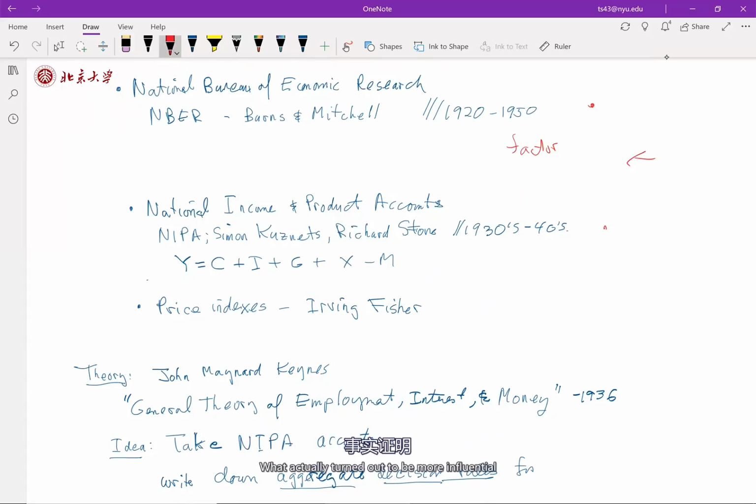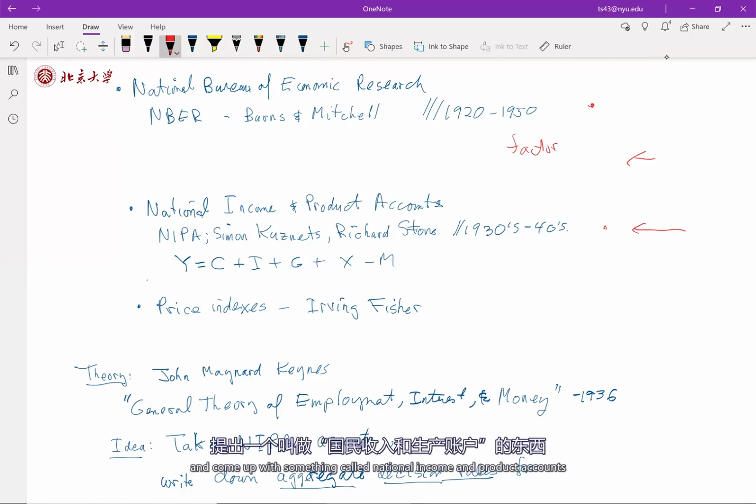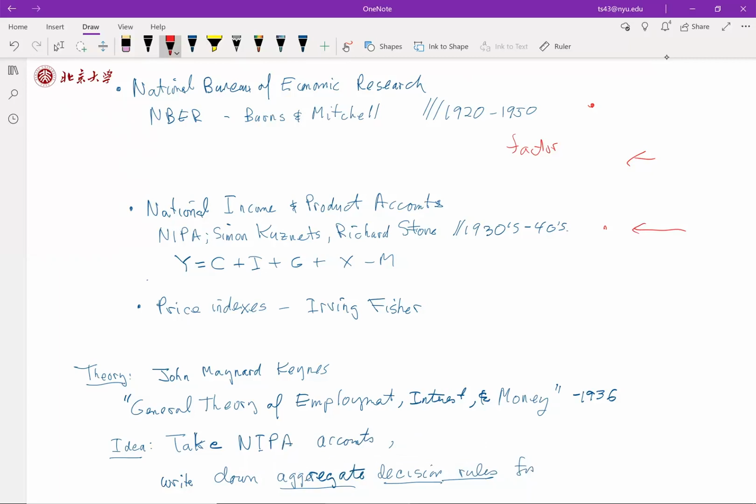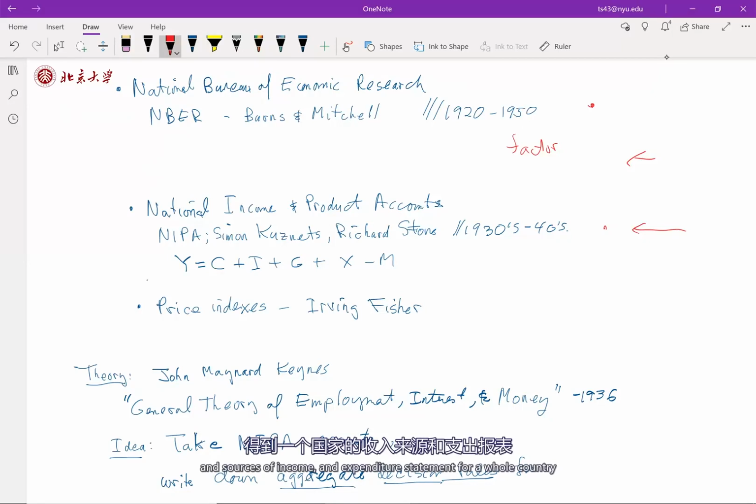What actually turned out to be more influential was work by Simon Kuznets and Richard Stone, who wanted to use a little bit of theory, actually not much, and come up with something called national income and product accounts. So they wanted to think about, you can think about a business as an income statement. They wanted to generalize that to have a sources of income and sources of expenditure statement for a whole country. They want to add up a whole bunch of stuff. So they created, from brand new, these accounts for a whole country.